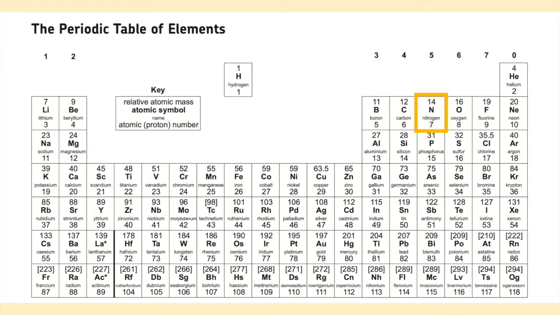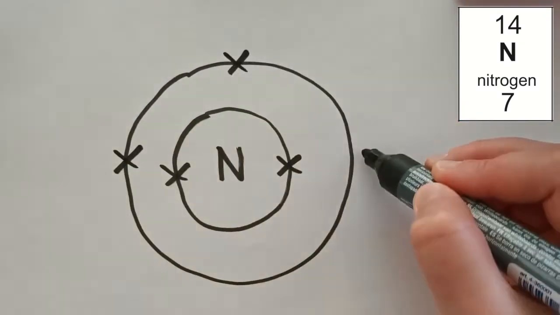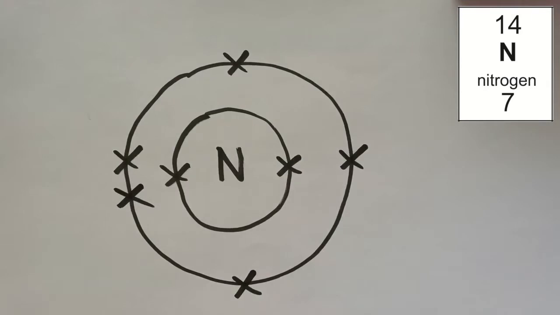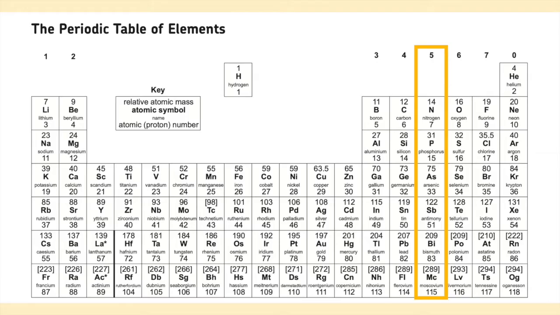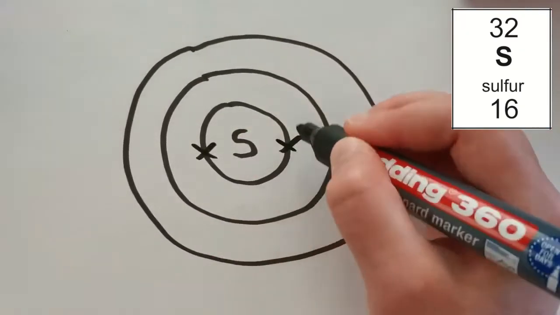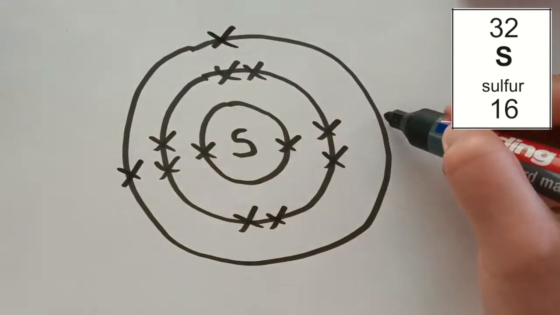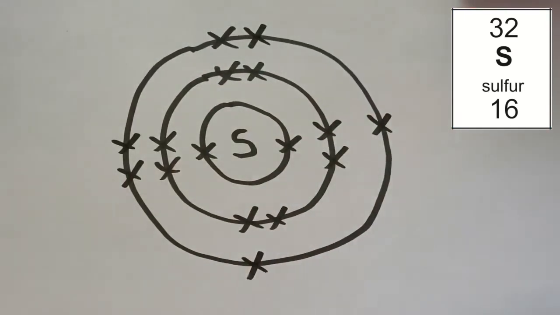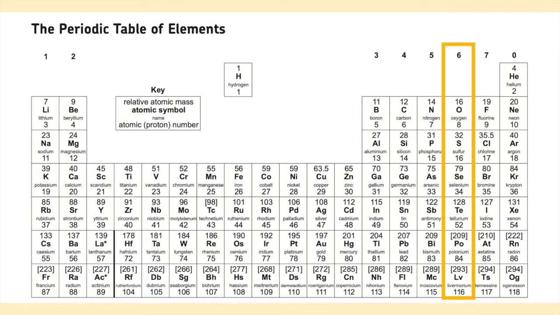Let's do nitrogen next. Nitrogen has 7 electrons, so 2 of them go into the inner shell, and the remaining 5 go into the outer electron shell, giving nitrogen 5 outer shell electrons, and nitrogen is in group 5. Moving on to sulfur. Sulfur has 16 electrons. So again, we're going to put 2 into the first electron shell, 8 in the second electron shell, and there are 6 electrons left, so those ones go into the outer shell. And again, sulfur is in group 6 and has 6 outer shell electrons.